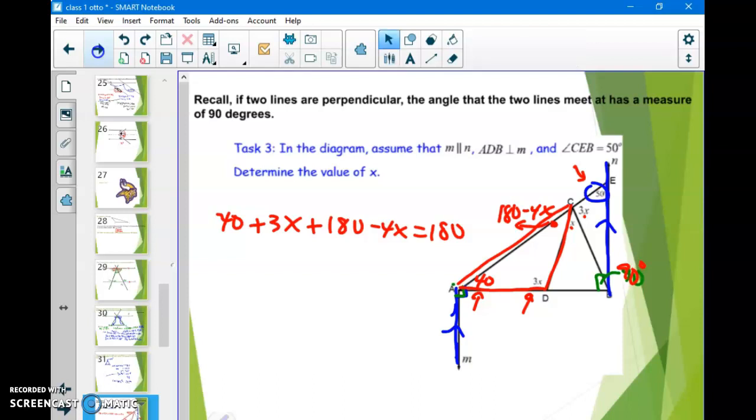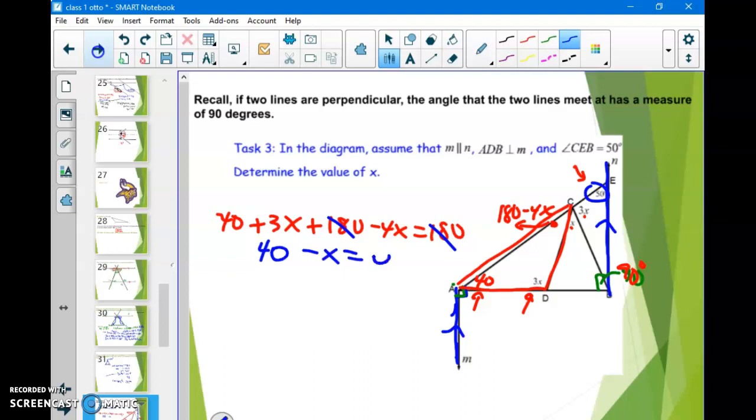Let's go ahead and do a little bit of solving here. The 180 on this side and 180 on that side go away. I get 40 minus x equals 0, or 40 is equal to x. Now, could there be several other ways to solve that? Again, of course there are. But in this case, I determined that it was x equals 40 by the method that I used.